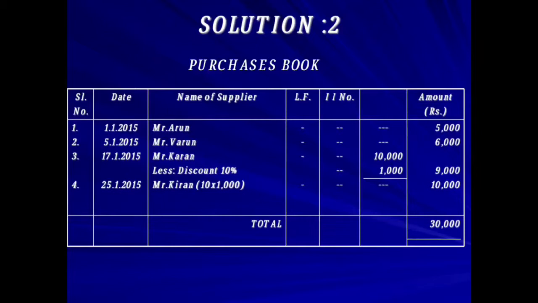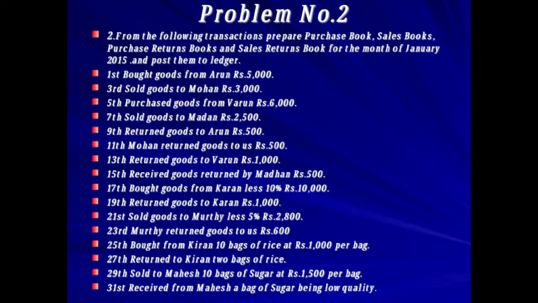Format we know, right? Serial number, date, name of the supplier, ledger folio, inward invoice number, then inner column amount, then outer column amount. So on 1/1/2015, from whom we have purchased? Arun. So name of the supplier you should write Mr. Arun. Okay. How much amount we should pay him? 5,000 rupees. Invoice number they have not given, so leave it blank. Okay, 5,000 we have to pay him. Okay. Then the second entry we have, the third.